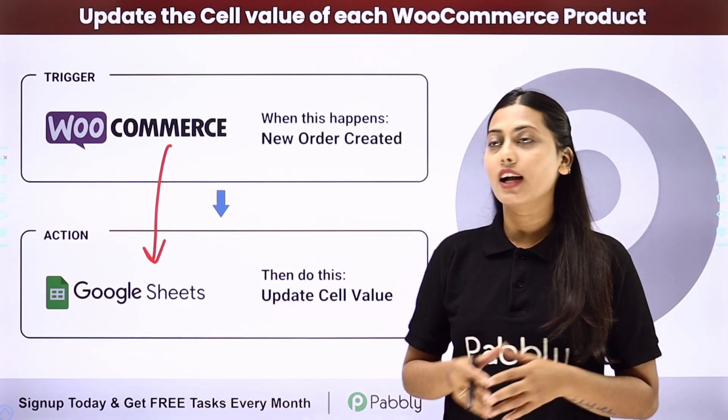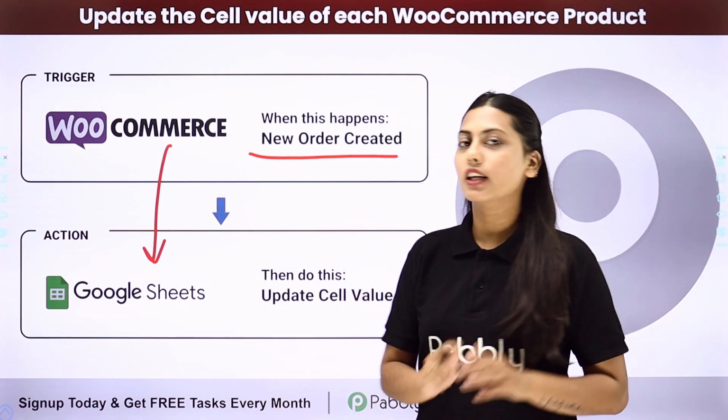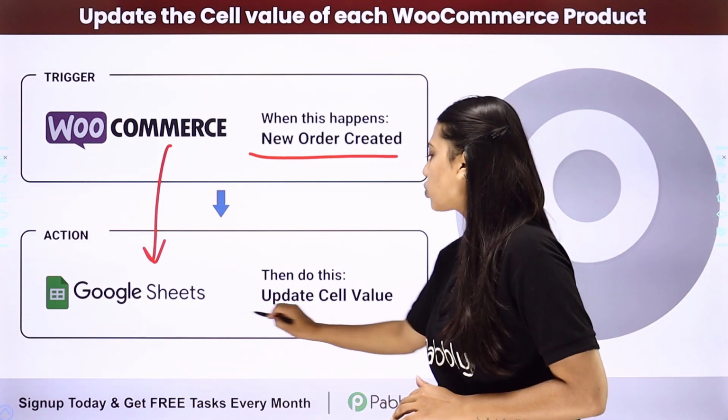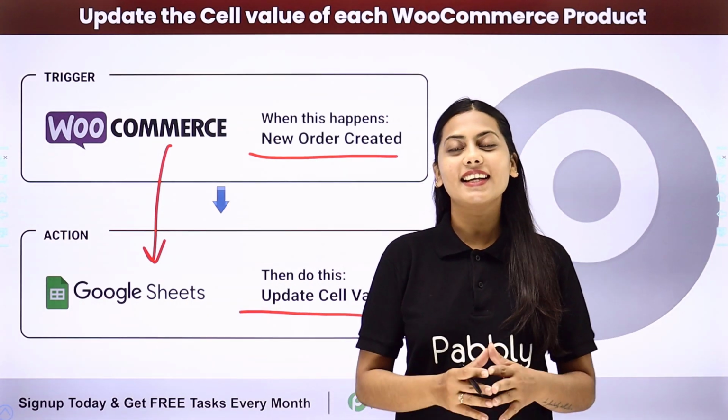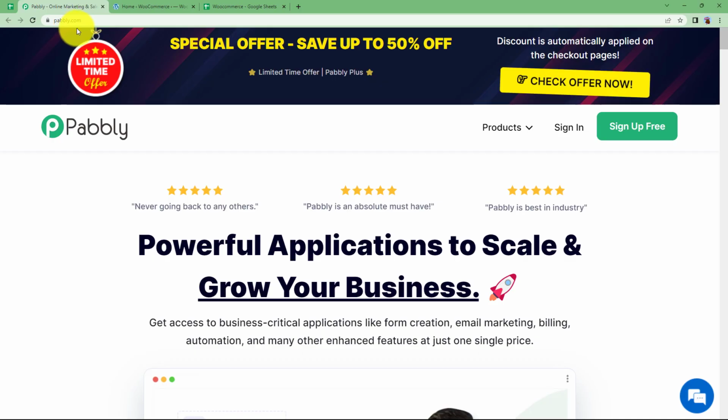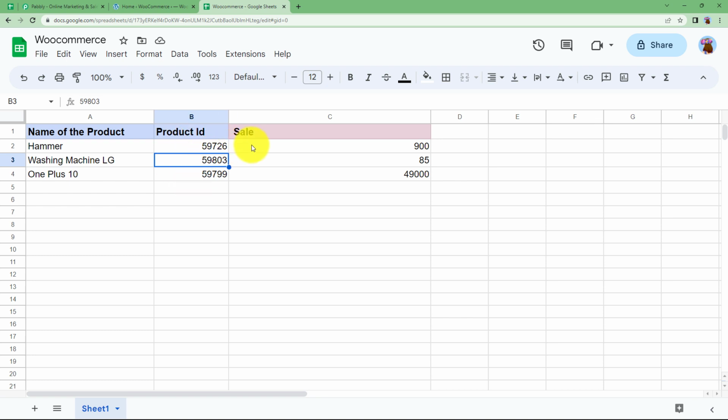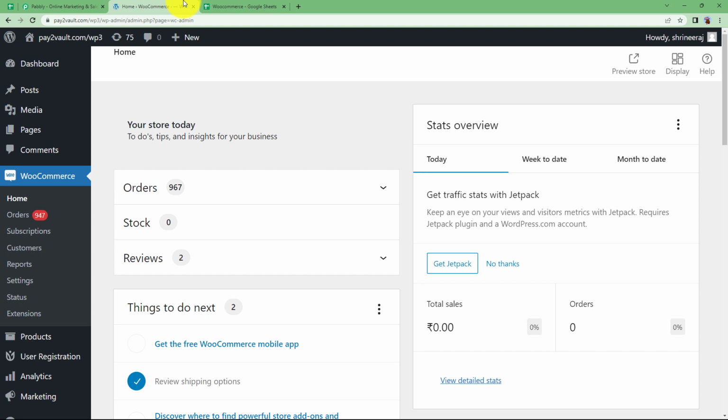And in this integration, our trigger will be the new order created in WooCommerce and our action will be to update sell value in Google Sheet. Let us learn how to do that. So in this video, we will learn how you can update your Google Sheets sell value whenever an update is made on the product sale of any WooCommerce product.